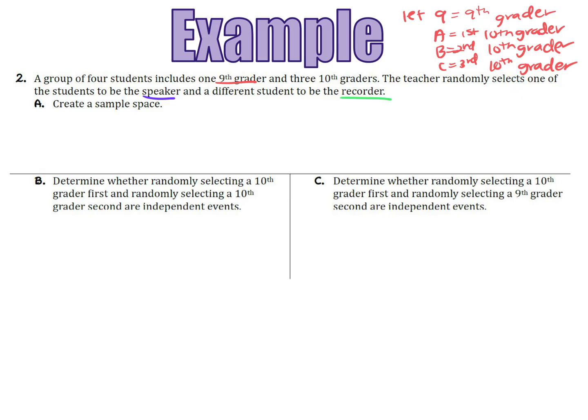So for part A, we're just being asked to write our sample space. So one example is that we could have the 9th grader be the speaker, and then we could have 10th grader A be the recorder. So go ahead and pause the video and list out the sample space.